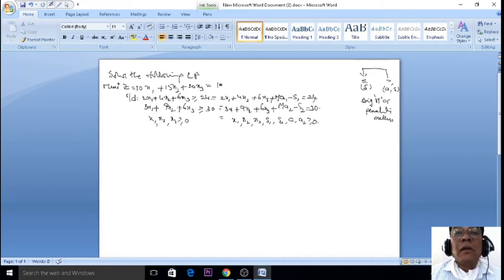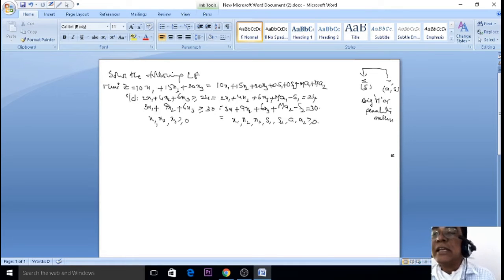That is 10x1 plus 15x2 plus 20x3 plus S1. The coefficient of S1 in the objective function is always equal to 0. So 0 S1 plus 0 S2 plus MA1 plus MA2. Okay, now the inequality is converted into an equation.